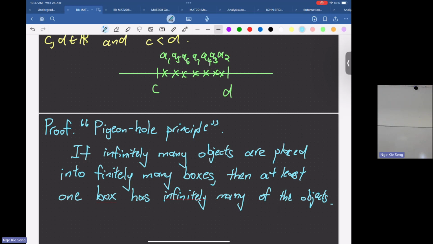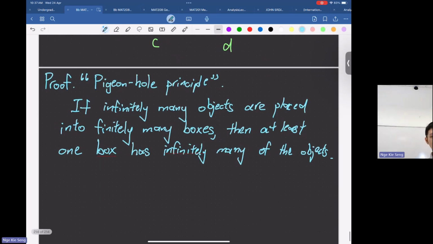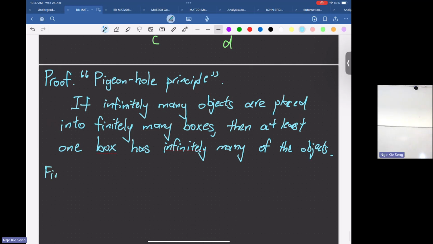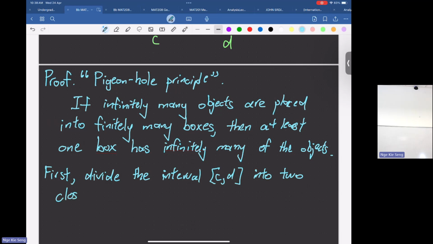Note that our sequence doesn't end, so we have infinitely many terms in the sequence and we can talk about its tail. So what can we do? We want to make a nested interval. How do we make a nested interval? First, we can divide the interval [C, D] into two closed bounded subintervals.